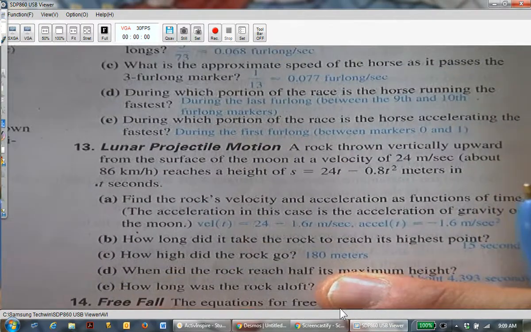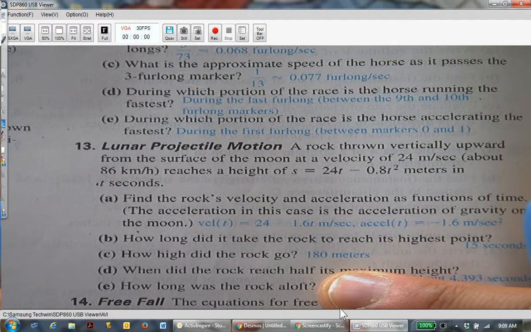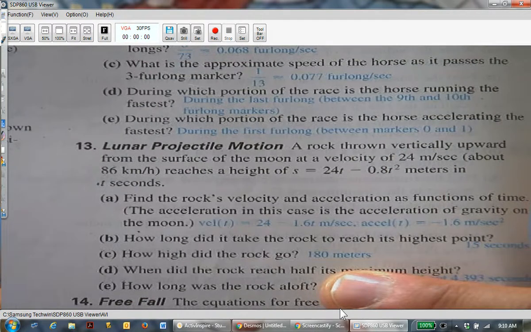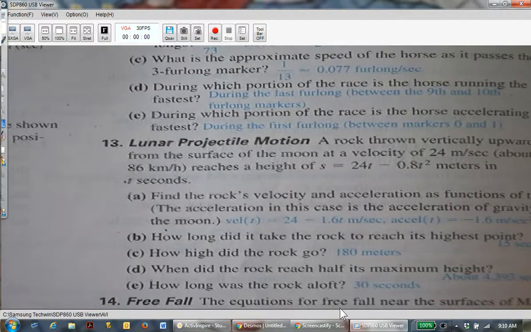How long was the rock aloft? Does anybody know what aloft means? You didn't know that just a second ago. I didn't know. Yes, Aaron's calling me out. I didn't know what that meant, so I'm like, what does aloft mean? And I'm the teacher. Okay, it means just how long was it up in the air.